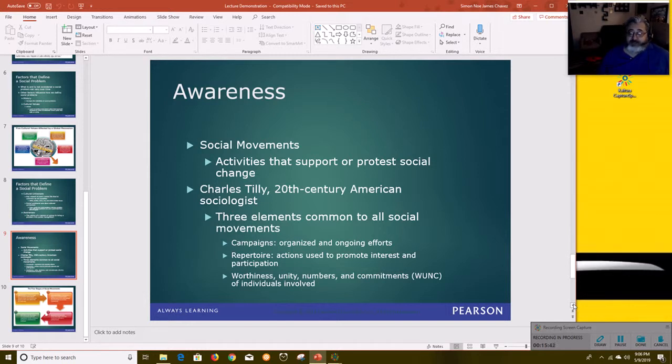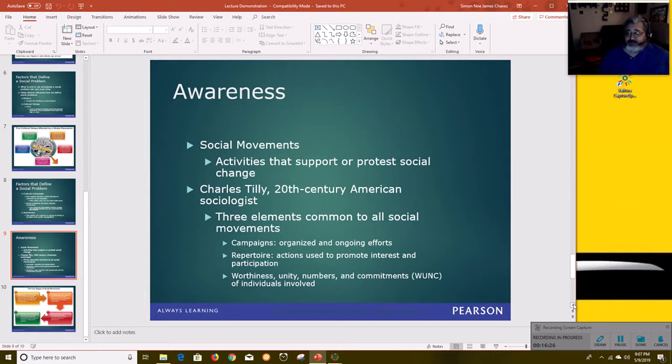So Charles Tilly, a 20th century American sociologist, looked at social movements and said there were three elements to all social movements. The first, of course, was campaigns, organized and ongoing efforts. So groups are established to go out and talk to politicians, or maybe they hold some sort of informational webinar or seminar. Maybe they post a blog. In our society, of course, you can start a Facebook page just to raise awareness, things like that.